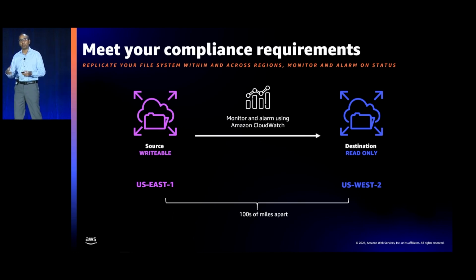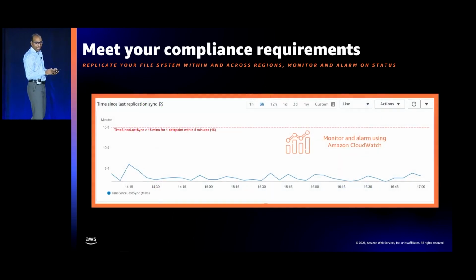Well, the main reason why you're doing Amazon EFS replication is because you want to meet the RPO of minutes. So you've got to be able to monitor that. And that's what you can do with Amazon CloudWatch. So here is a screenshot of the CloudWatch environment. You can monitor and alarm on your RPO achievement, which is measured in minutes.